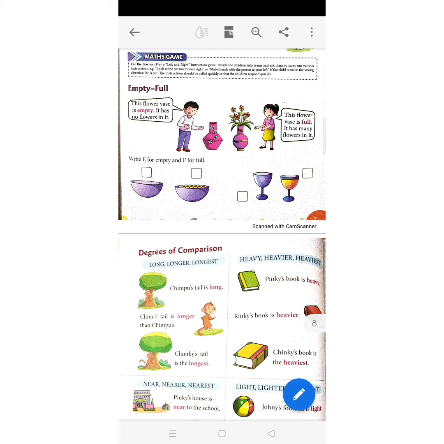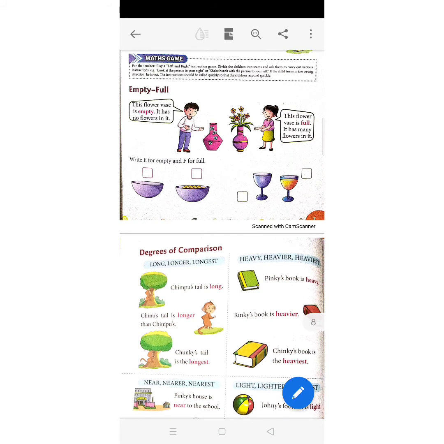In this conversation with the boy and the girl, the boy is saying that the vase which is on his side has no flower in it. That means it is empty. While the girl is saying that the vase that is on her side is full of flowers. That means that is full. See the next picture. One bowl is empty while the other bowl is full of sweets. The glass that is on the left side is empty while the glass that is on the right side is full.